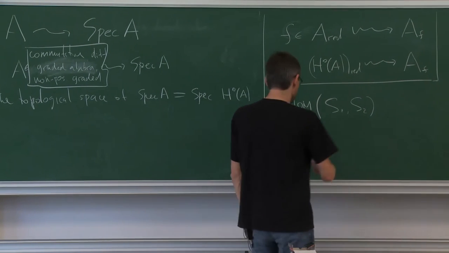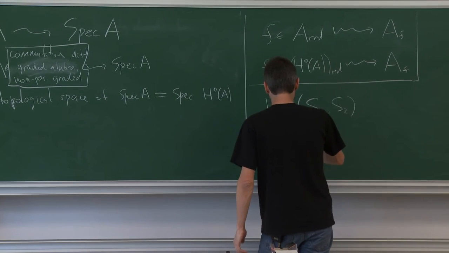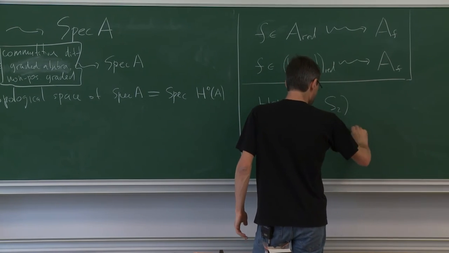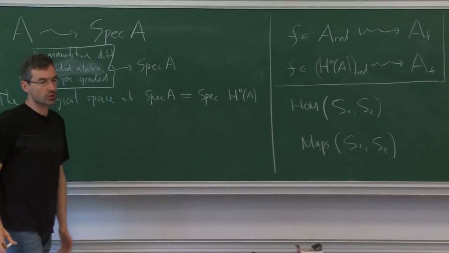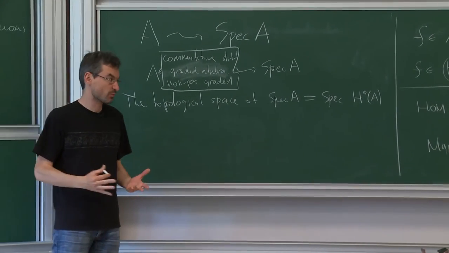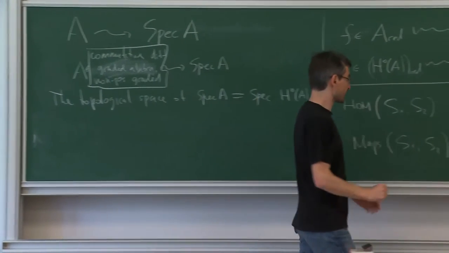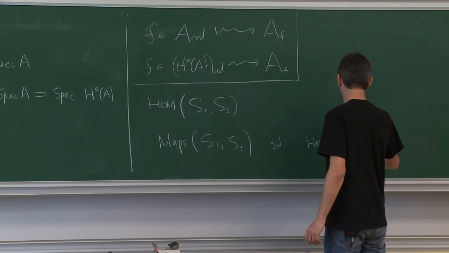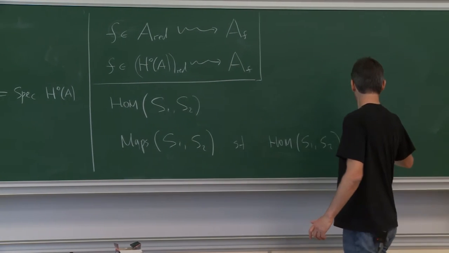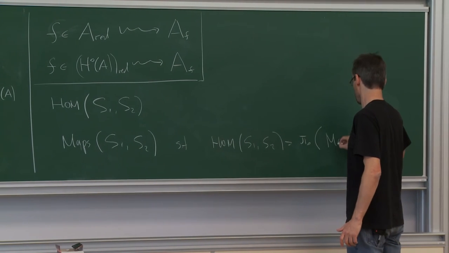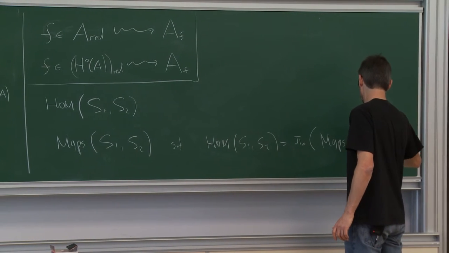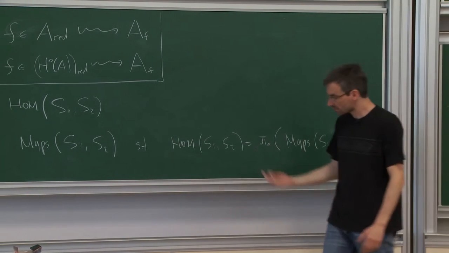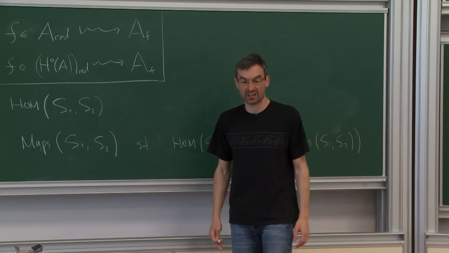So what you really have is the homotopy type of maps from S1 to S2, such that this Hom set is pi naught of this homotopy type. So these derived schemes form what's called a higher category.